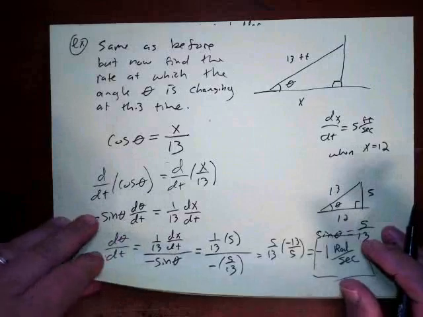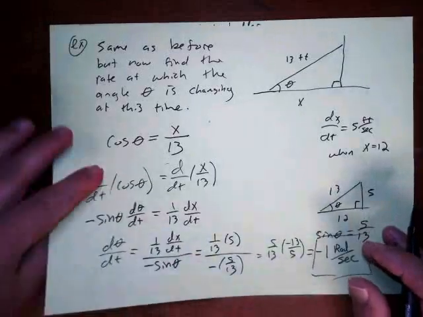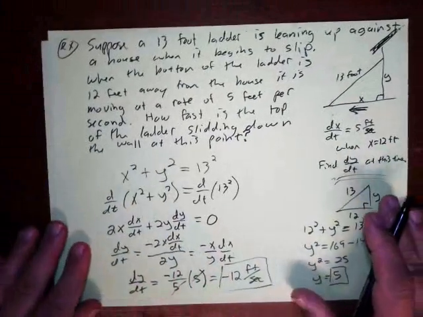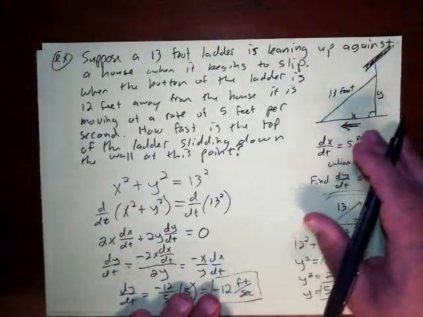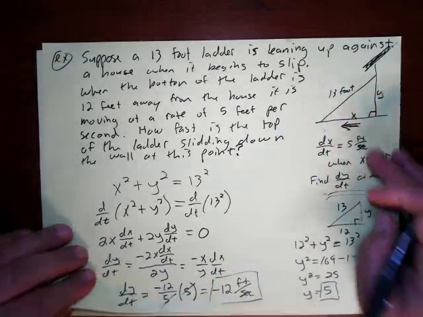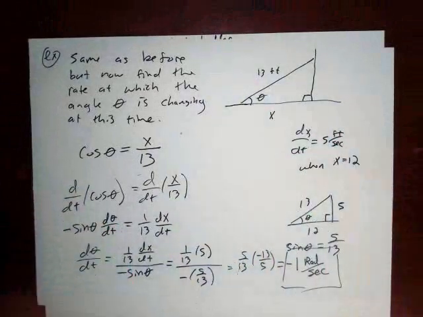Okay, so there you go. That's the classic sliding ladder problem, I guess, and you can find the rate of change of one side when you know the rate of change of the other. You could also find the rate of change of the angle that the ladder makes with the ground.